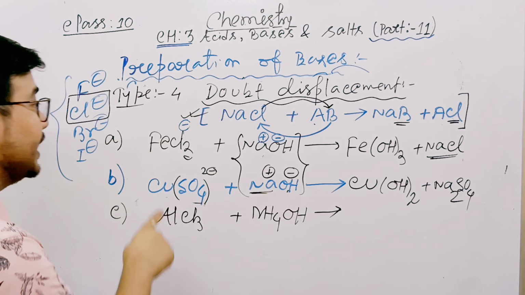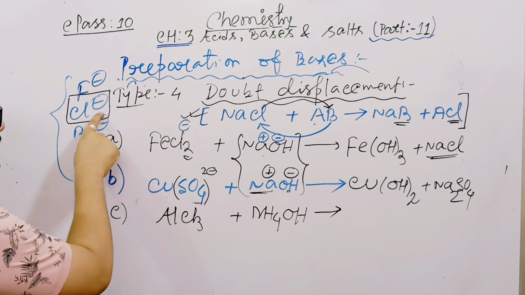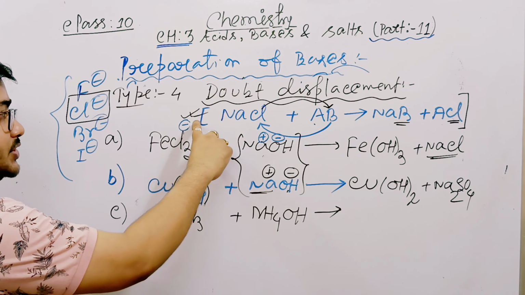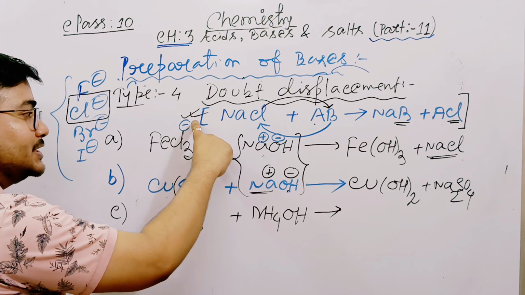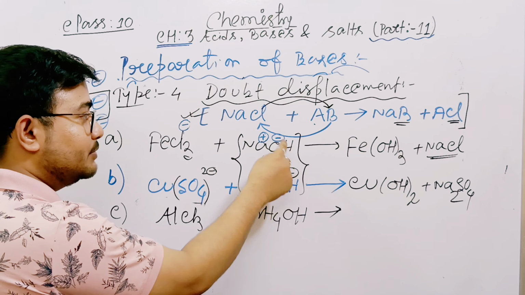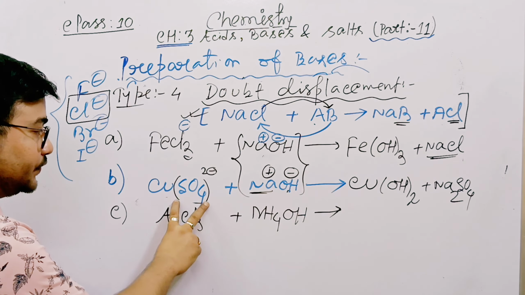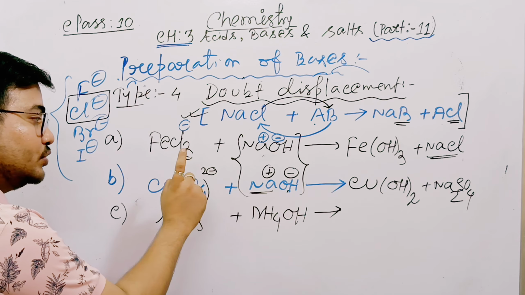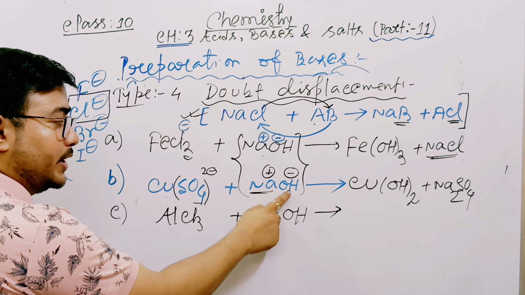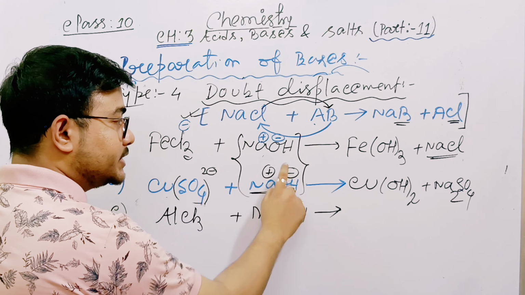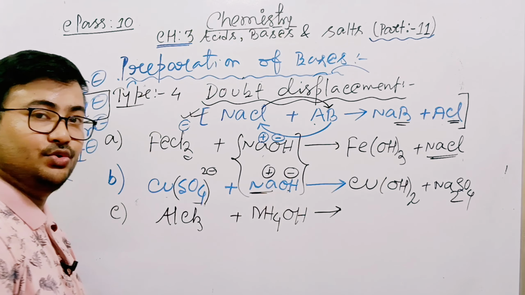The original rule is you have to calculate the charge. Each Cl contains 1 negative. So 3 Cl, 3 negative. So 3 negative is balanced by 3 OH. Why? Because 1 OH contains 1 negative. So we need 3 OH. Here SO4 contains 2 negative. So to balance 2 negative, we need 2 OH, because each OH contains 1 negative.